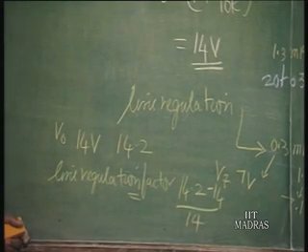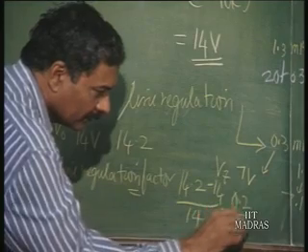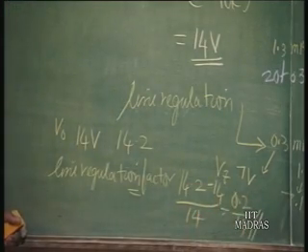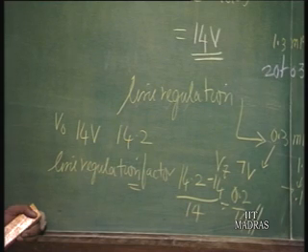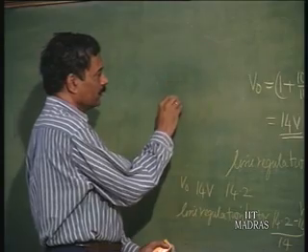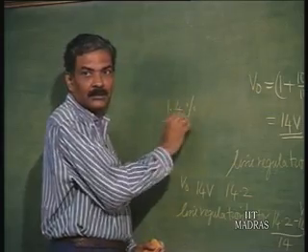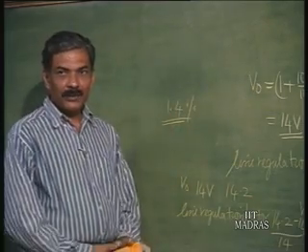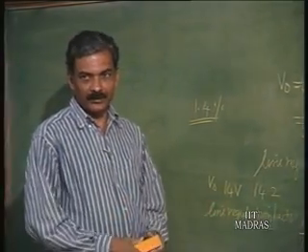Okay. So, that is equal to 0.2 by 14, expressed as a percentage, that means that into 100. So, it is really 20 by 14 or 10 by 7, okay, which is 1 point, how much is it? Yeah, 1.4%. Okay. So, that is what is called the line regulation factor for this circuit.